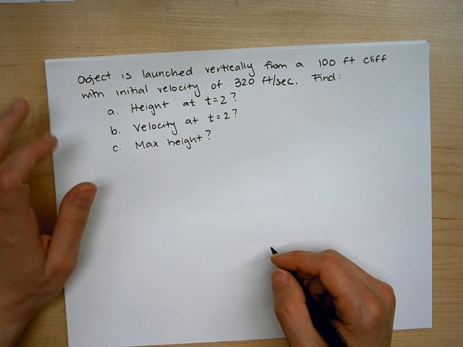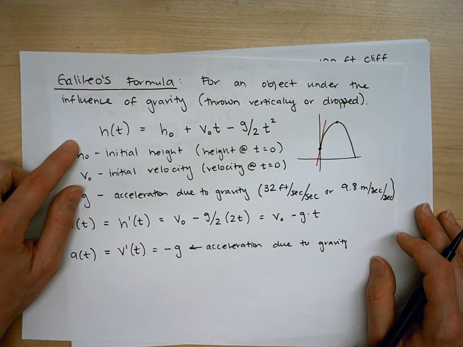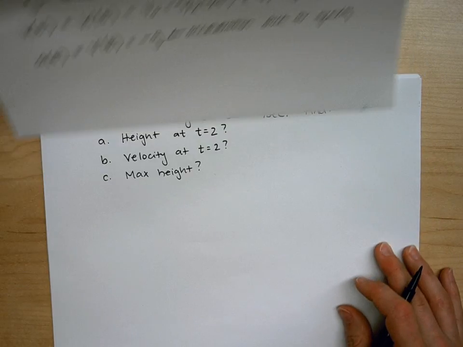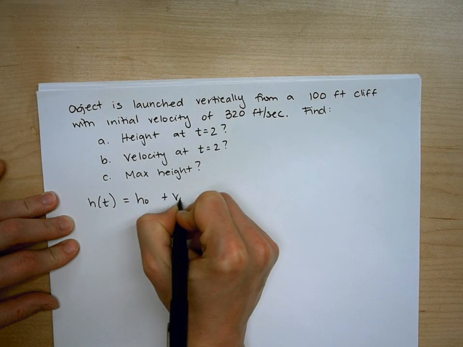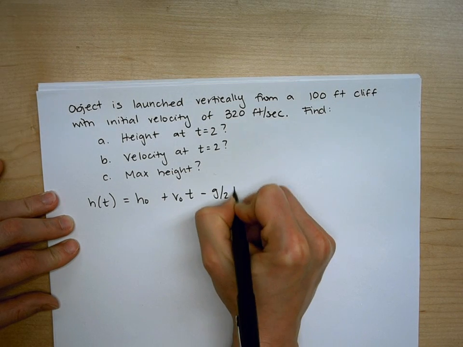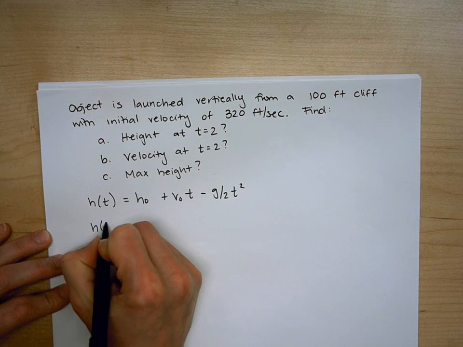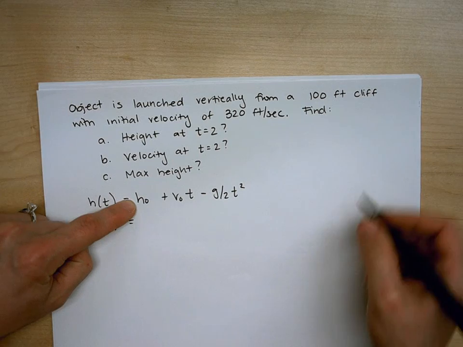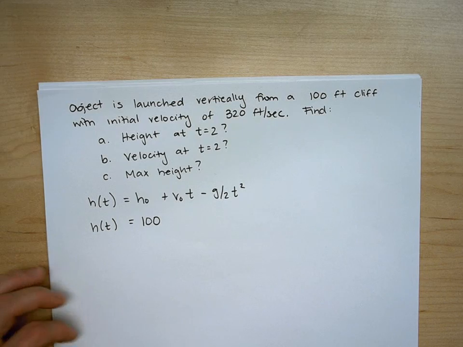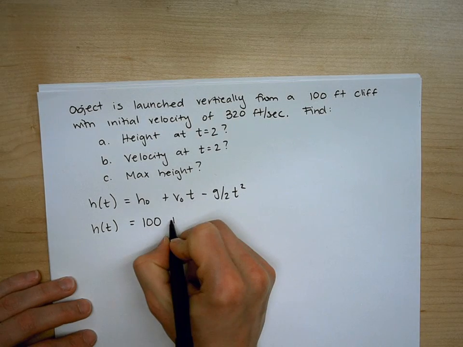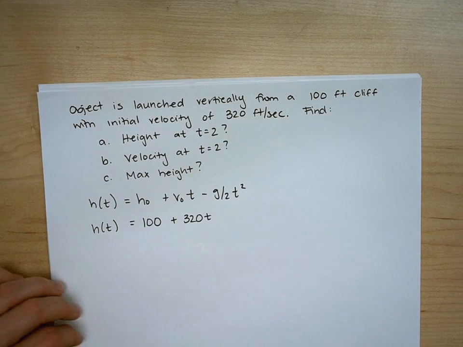All right, now what's going to be really handy here is if we can come up with an actual equation or an actual function for the height, and that's what Galileo's formula will help us do. So I'm going to go ahead and write this part out again. We have the initial height, initial velocity, half of gravity, t squared. Okay, so let's see if we can plug in some of these different constants that we have. So the initial height, well, I was told that the object was launched from a 100-foot cliff, so that means that the initial height of the object is 100 feet. And the initial velocity, also something I was told, was 320 feet per second.